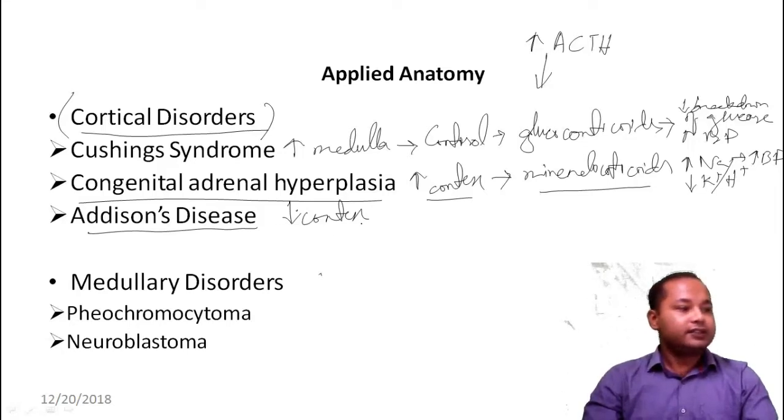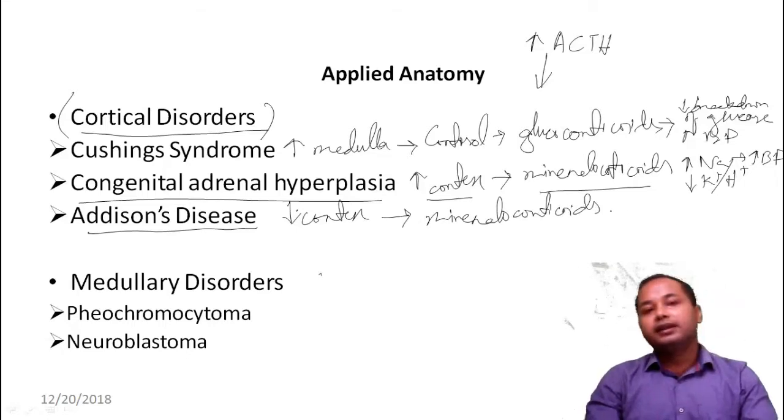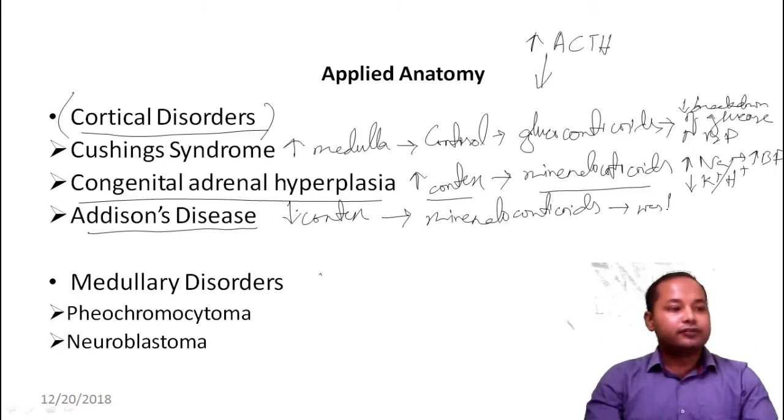The other case, Addison's disease, is due to the decreased secretion of mineralocorticoids from the cortex. When I say cortex, it means mineralocorticoids. So there is less secretion of mineralocorticoids, and that leads to wasting of sodium ions in the urine. And since sodium is decreased, there is also a decrease in the BP, and also associated with this condition you will find increased skin pigmentation.